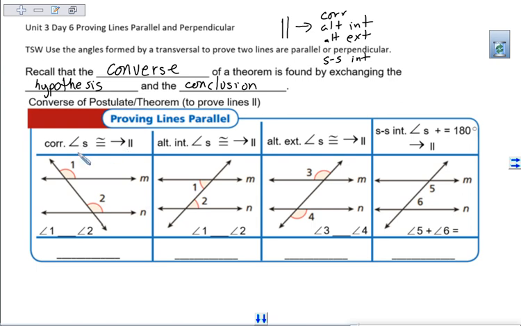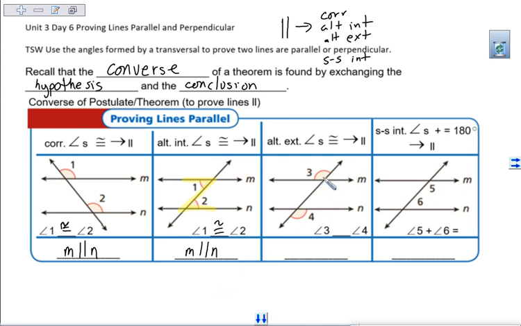First one today, corresponding angles. If you've got corresponding angles and they're congruent, then you know that the two lines that they're on, that are different, are parallel. So if angle 1 is congruent to angle 2, that means that line M is parallel to line N. Next up, we've got alternate interior angles. Remember that they make a Z. When alternate interior angles are congruent, the two lines between them are also parallel. So line M is parallel to line N.